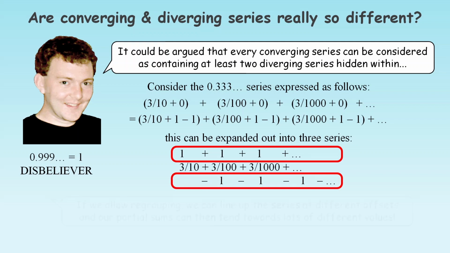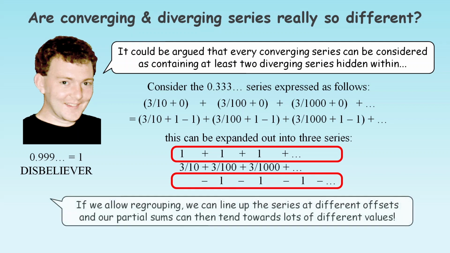Then we can line up the terms at different offsets, making the whole thing tend towards different values, such as 1 1/3, or 2 1/3, and so on. If sequences and series have real-world meanings, then this would come as no surprise, because obviously any rearrangement of terms will change the real-world meaning of a series or sequence.